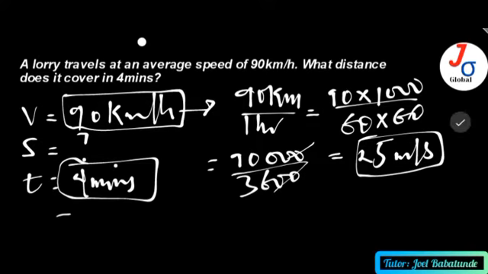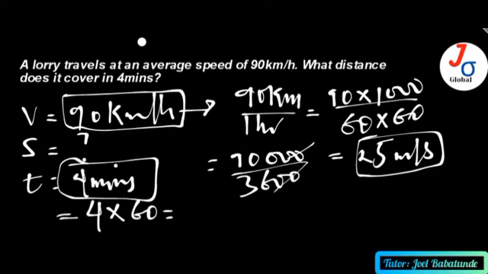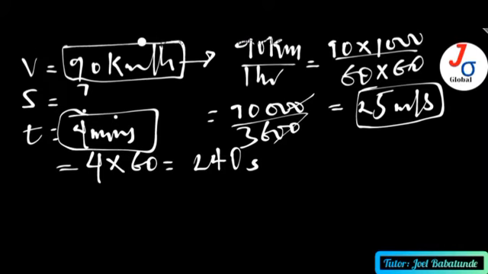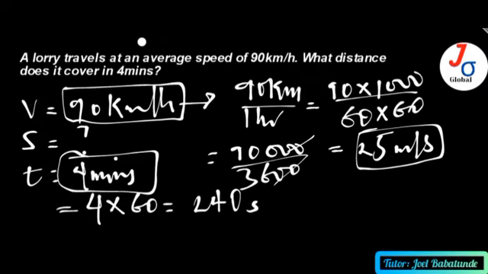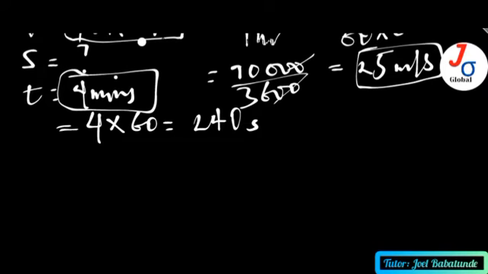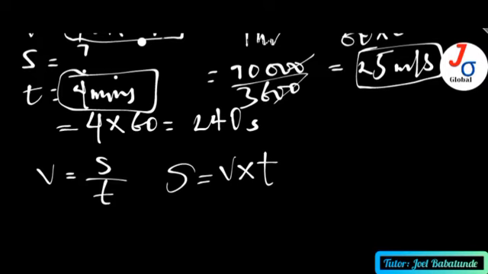And 4 minutes, convert 4 minutes to seconds. That's 4 multiplied by 60 seconds, and 4 times 60 is 240 seconds. Now we calculate the distance. Remember that speed is equal to distance over time. Cross multiplying, S becomes speed times time.